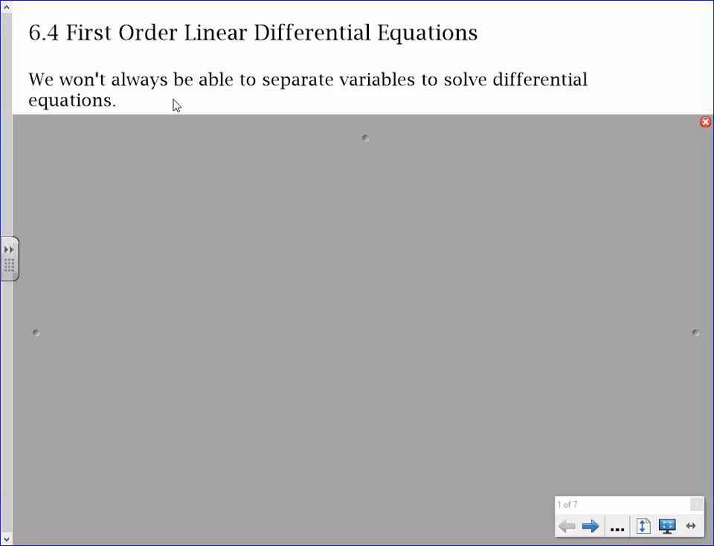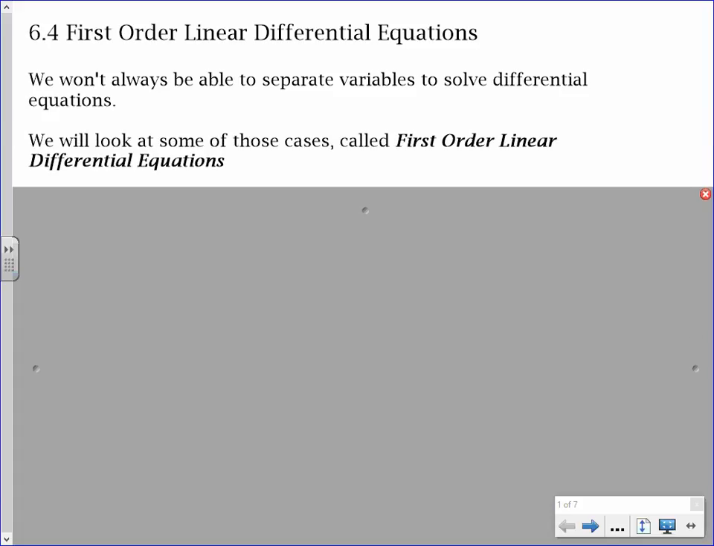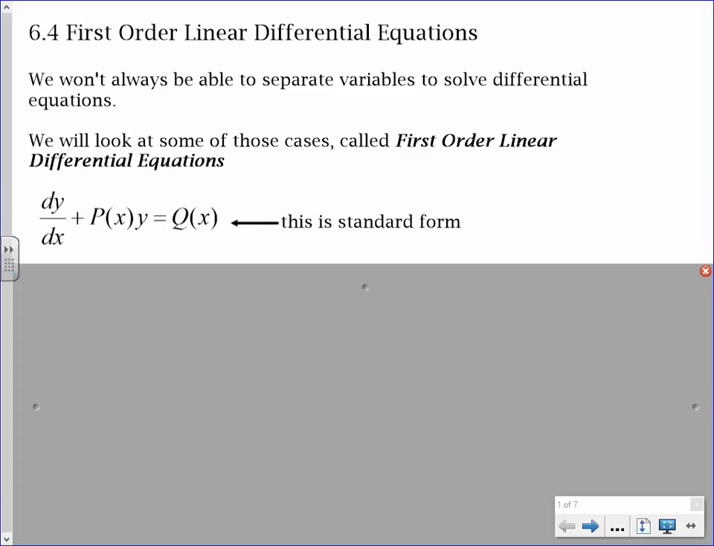Okay? Now I'm going to give you a strategy that works only when the equation looks in a certain form, okay? If it follows this form, we're going to be able to find the solution, even if we can't separate our variables, okay? So we're going to look at just the first order linear differential equations. Mouthful. Okay? This is standard form.